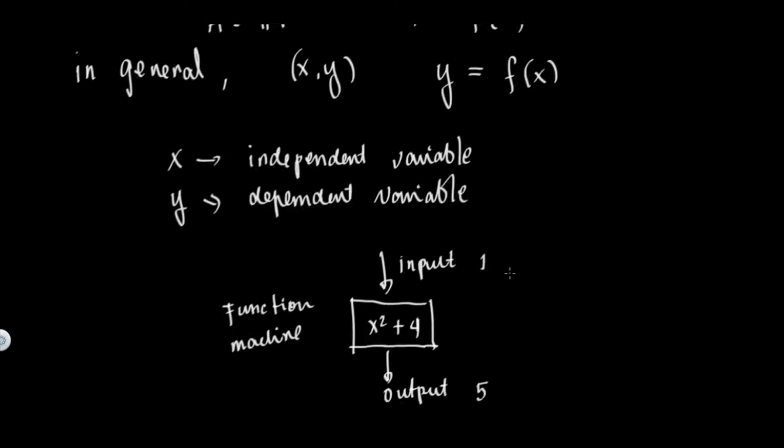Another example, paano kung 2? Ganun din. So, 2, pasok dito sa function machine. The function is x square plus 4. So, isa-substitute niya yung 2 dun sa x. So, 2 square, which is 4.